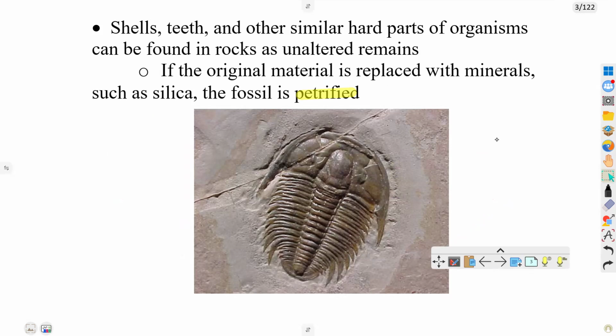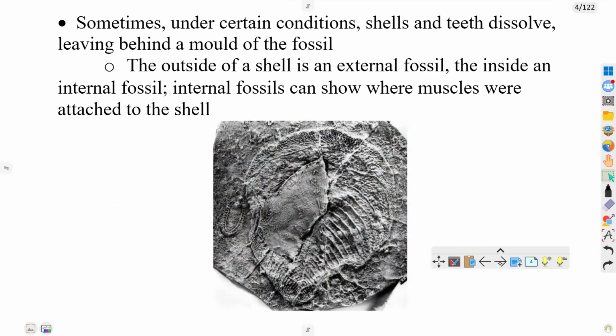So, when it comes to things like this trilobite here that has shells, those are really easy to find unaltered. Teeth and other similar hard parts like bones are also going to be very commonly found as fossils. And when we say that the original material has been replaced with minerals such as silica, this is where we say that the fossil is petrified, petrified meaning turned to stone.